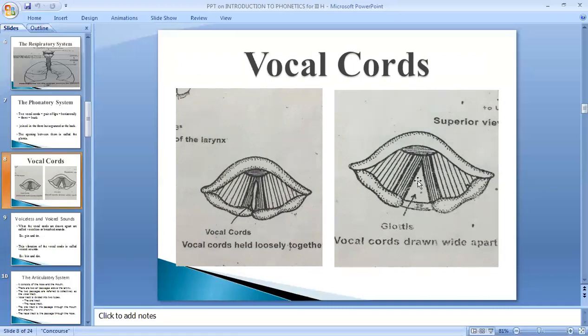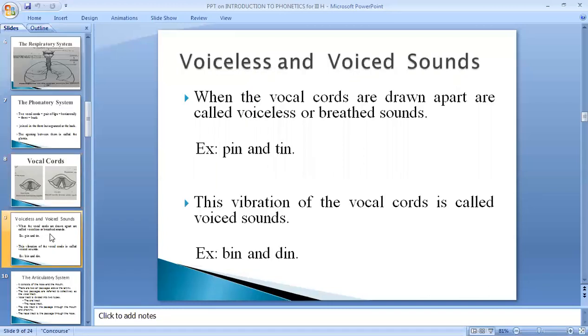Then, what are voiced sounds? If the vocal cords are held loosely together, the pressure of the air coming from the lungs makes them vibrate. That is, they open and close regularly many times a second. This vibration of the vocal cords gives voiced sounds.